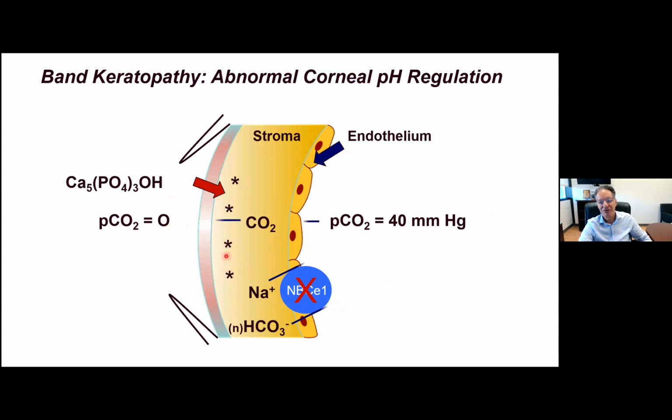So remember, calcium phosphate solubility is very pH dependent, and if you go a little above 7.4, it comes out of solution. And so in the absence of NBCE1 in these patients, you have excessive alkalinization of the front of the cornea because of the abnormal pH regulation of the tear film. And one of the therapies is to give the patients EDTA eye drops. EDTA is a calcium chelator, and it helps get rid of some of this abnormal calcification.